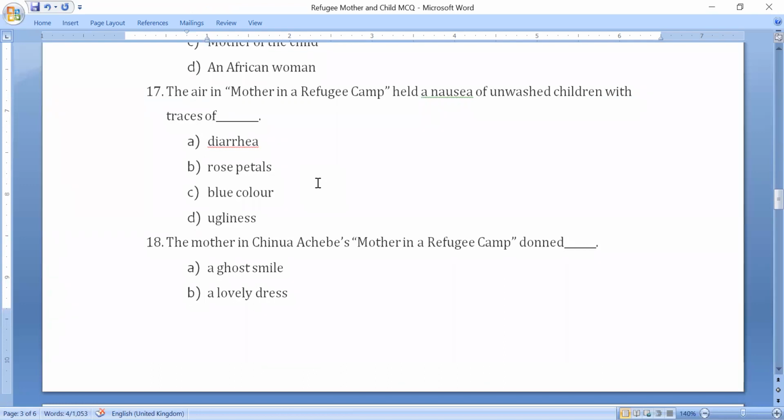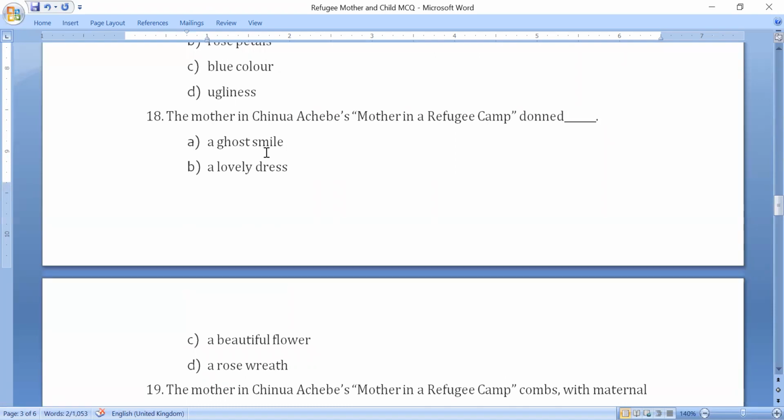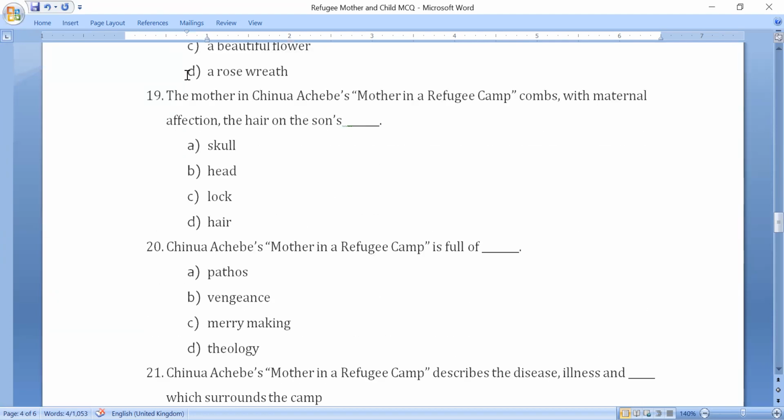The air in the Mother in a Refugee Camp held a stench of unwashed children, the stress of diarrhea. The mother in Chinua Achebe's "Mother in a Refugee Camp," or "Refugee Mother and Child," donned a ghost smile. She has adorned a ghost smile. The mother in Chinua Achebe's poem combs with maternal affection the hair on her son's skull, not head.